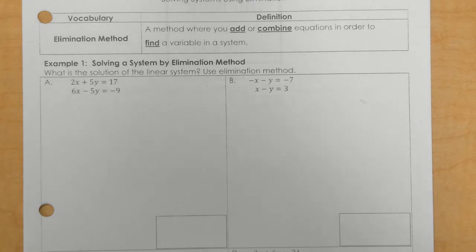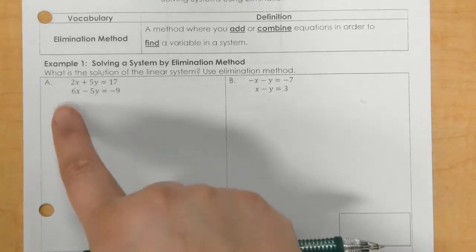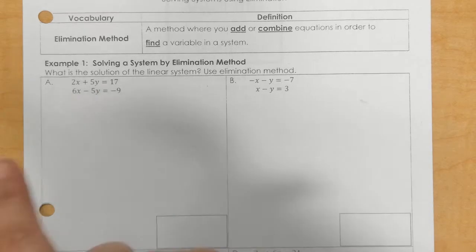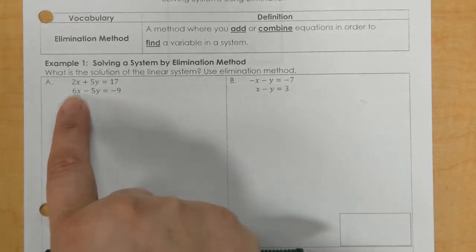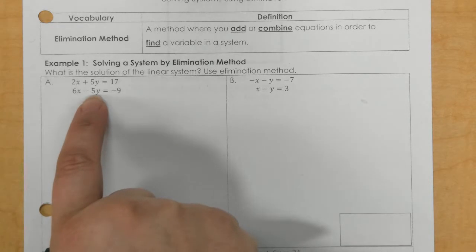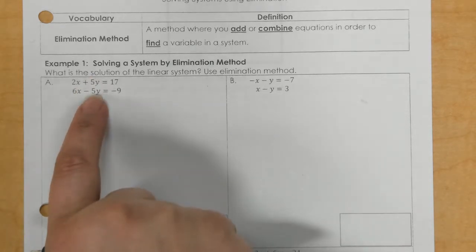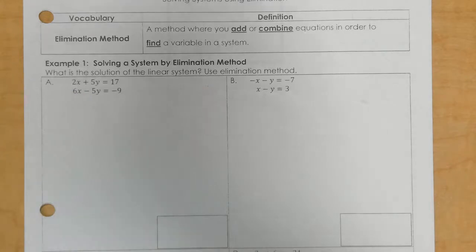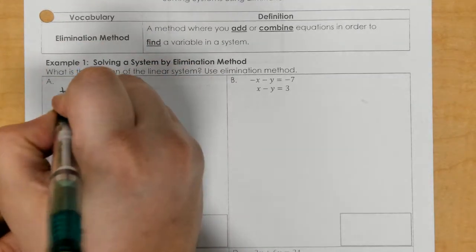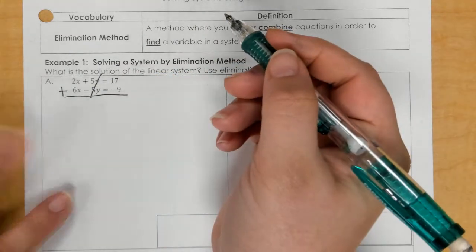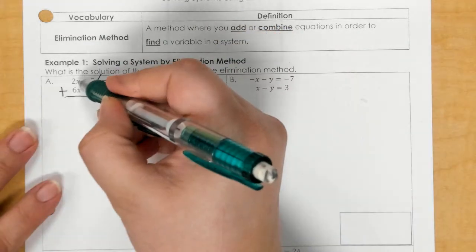In step 1, for letter A, we see, does the x or the y, does either of these have opposites? 2x and 6x are not opposites. 5y and negative 5y are opposites because if I combine them, I get a 0. And so we're going to set this up like an addition problem. So I eliminate these because they're opposites.